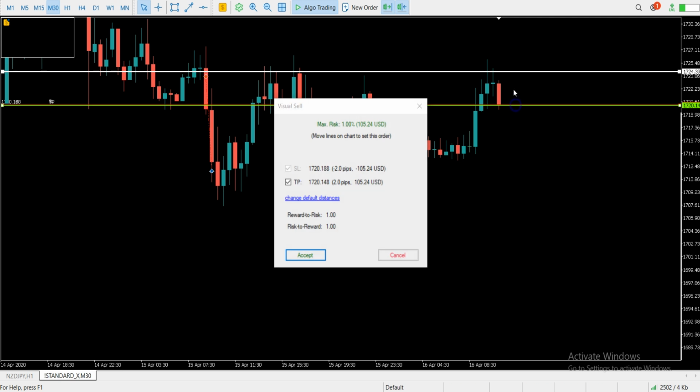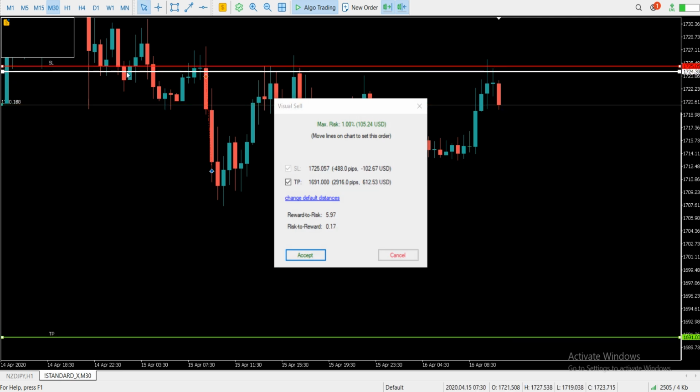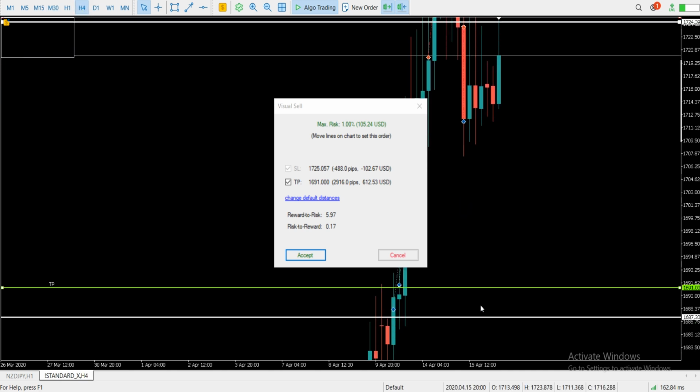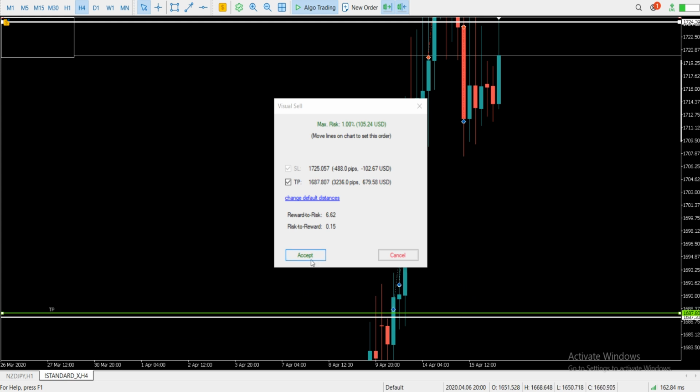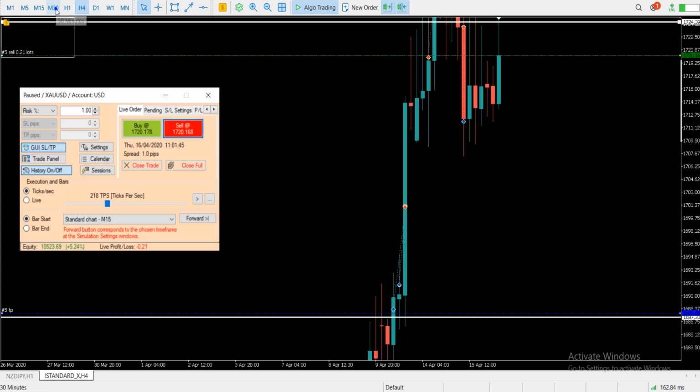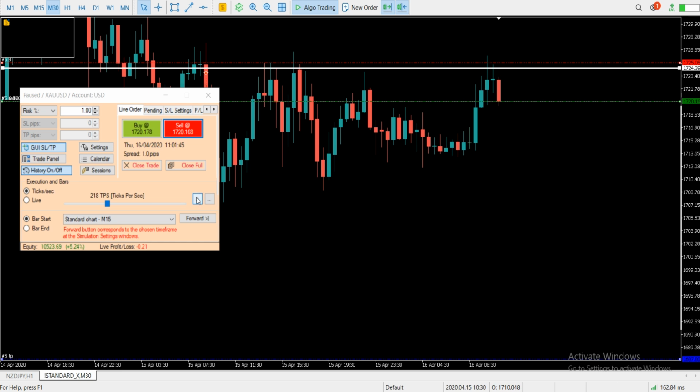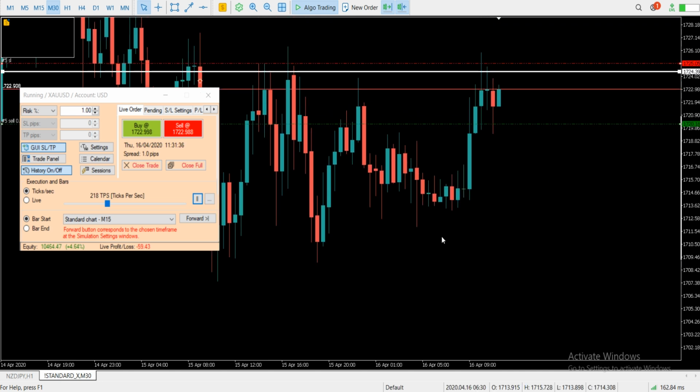Stop loss will go above the previous candle. Take profit will go right here maybe. Accept and let it run. Let's see whether our idea works or not. Oh, seems like it is rejecting. We have 5 minutes left in this candle to close. This candle is going to close. Okay, the candle closed bearish but with a rejection.